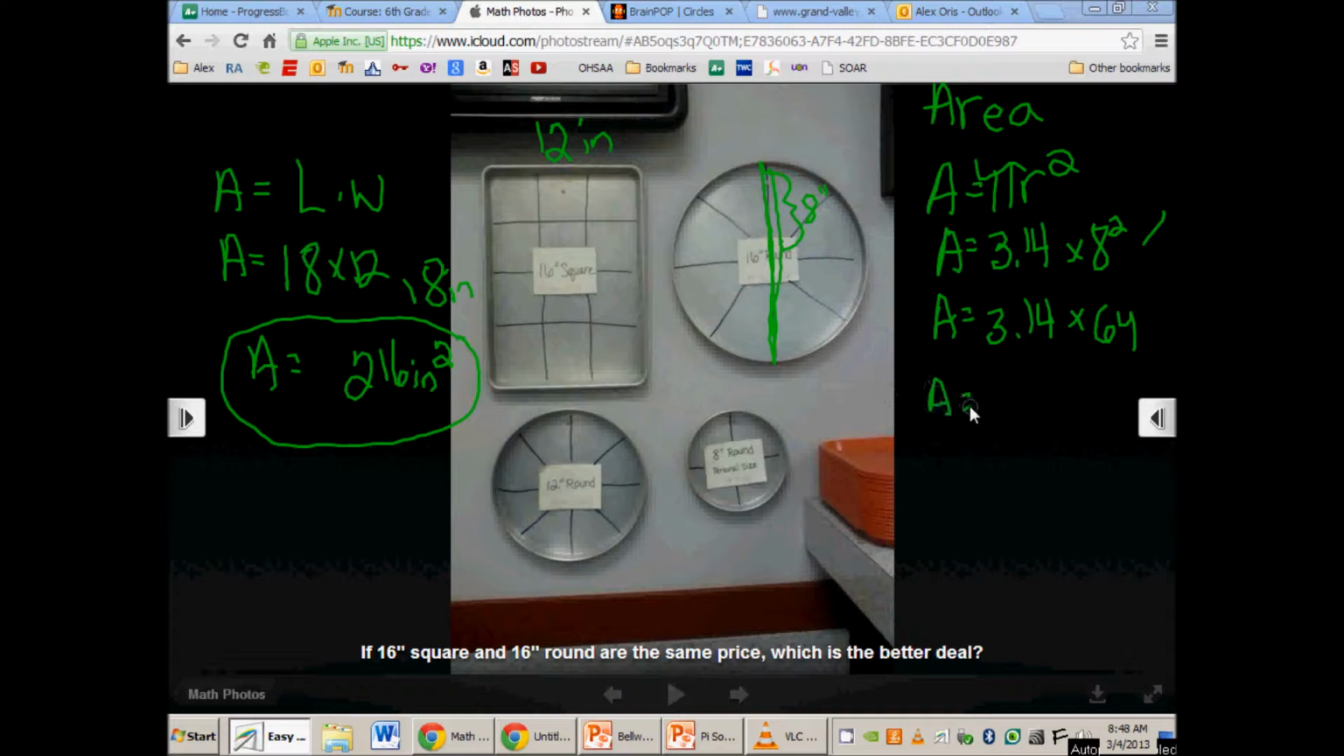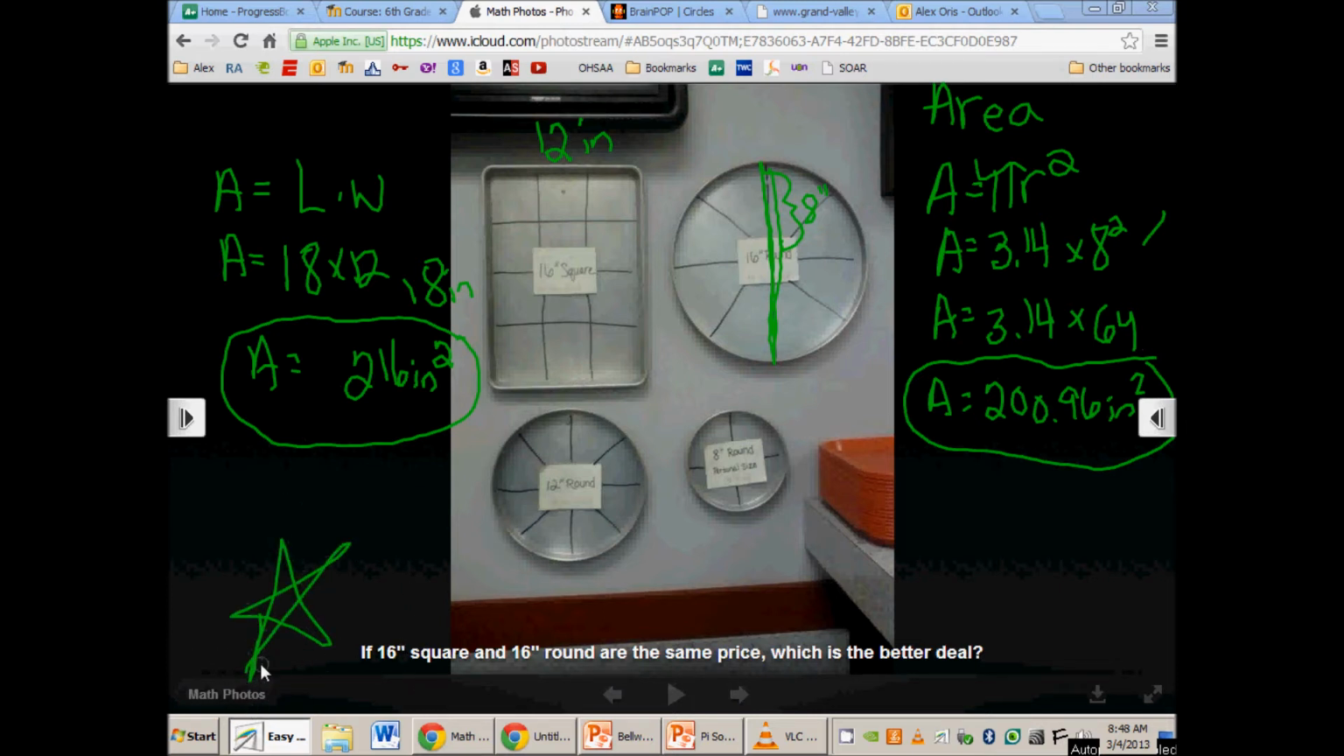The anticipation is growing. What's the better deal? Are we going to buy the square pieces, or we're going to go with the circular one? What is 3.14 times 64, Thomas? 200 and 96 hundredths of an inch squared. So if these are the same price, this one over here, the 16-inch square, this one is the better deal.